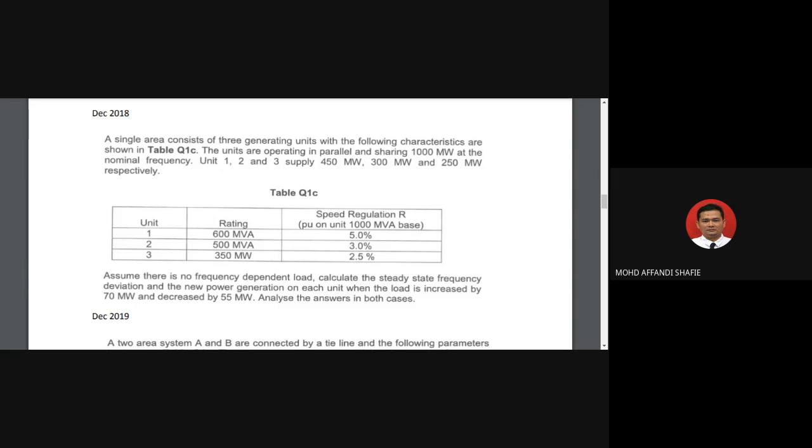Power increase, you can see the frequency will drop, and so on. And then for the second case, the power demand decreases, and then we can see the frequency will increase, and so on. That's roughly it.